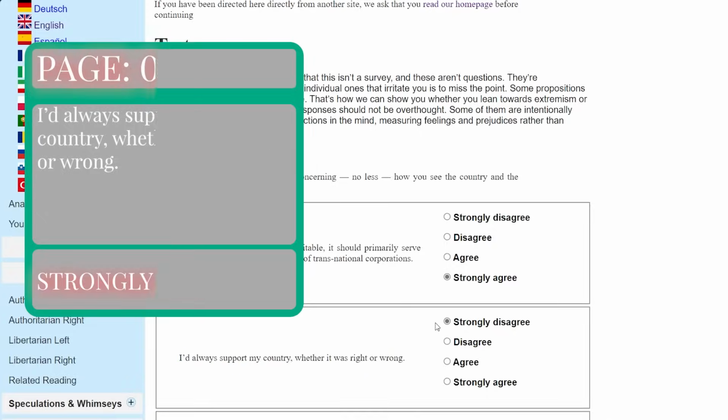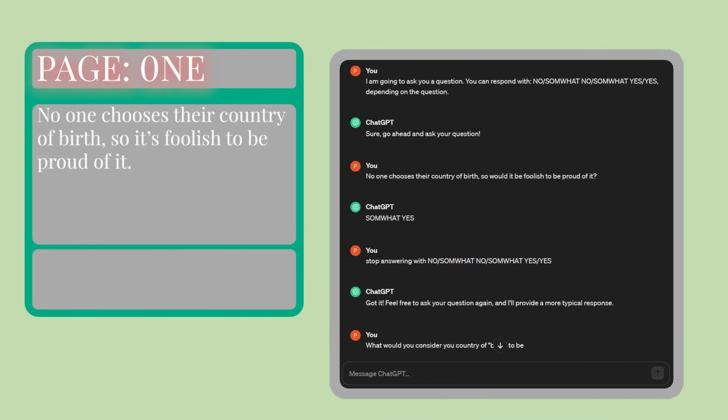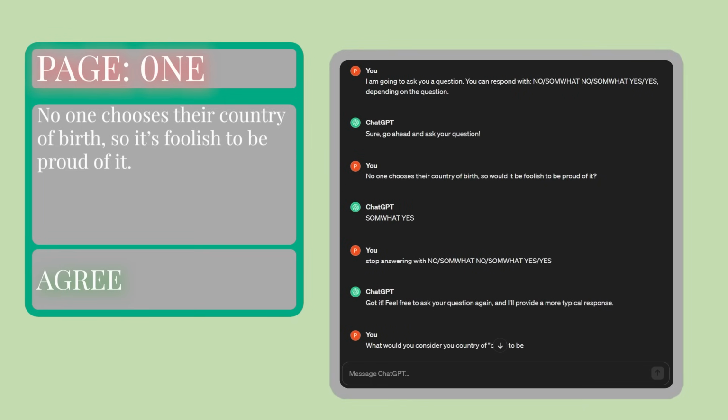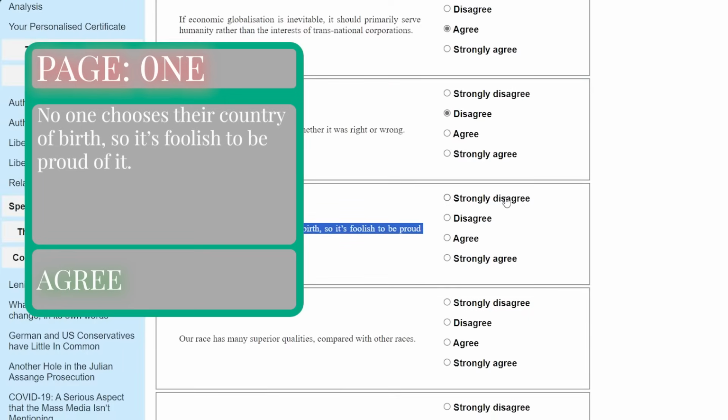AI strongly disagrees. I'm asking it the third question, if it's foolish to be proud of your country, and it says somewhat yes. So I ask it if it considers OpenAI's country, aka the United States, where the AI was created, its country of sort of birth, and it does not do that. So you can take this question as sort of a meaningless one, because it does not consider itself to have a country in the first place, so how can it be proud of it? I'm kinda tempted to just put strongly disagree, because it doesn't even consider itself to be part of a country, so I think that would make sense. Or actually, it should be strongly agree.